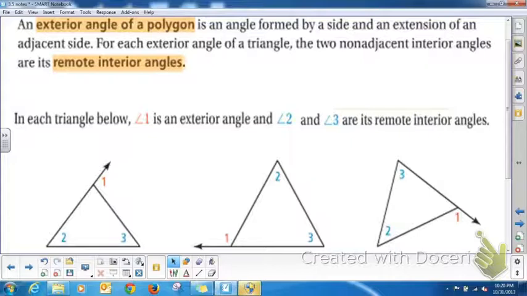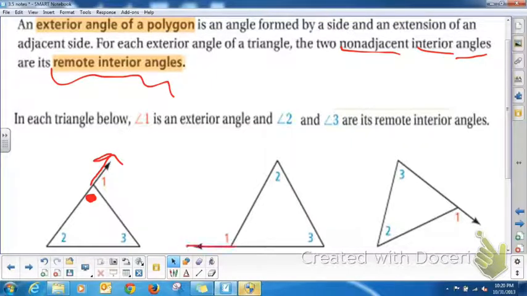So angle 1 is formed by an extension of the side of the triangle, and you'll notice 2 and 3 are the ones that are not touching angle 1. This one is its adjacent angle. 2 and 3 are non-adjacent interior angles of the triangle, so they're called remote interior angles.